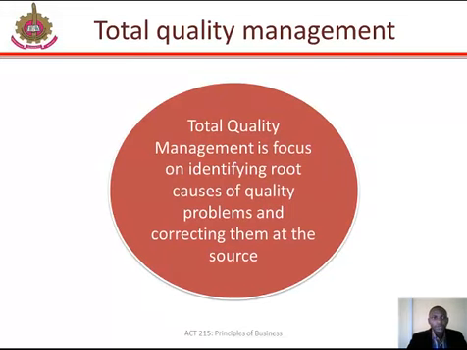Here we are going to give a definition to total quality management. Total quality management is focused on identifying root cause of quality problem and correcting them at the source, as opposed to inspecting the product after it has been made. Not only does total quality management encompass the entire business, but it stresses that quality is customer driven because they involve customer in the test of quality.